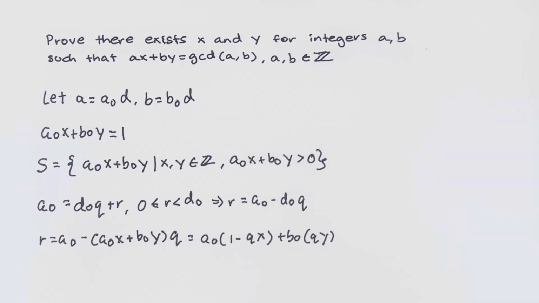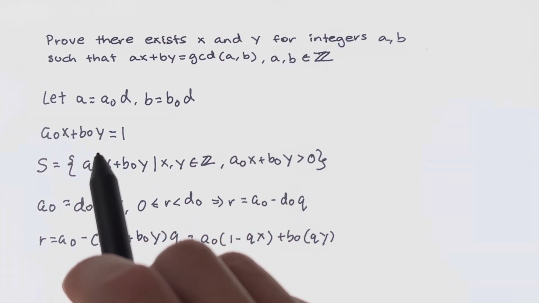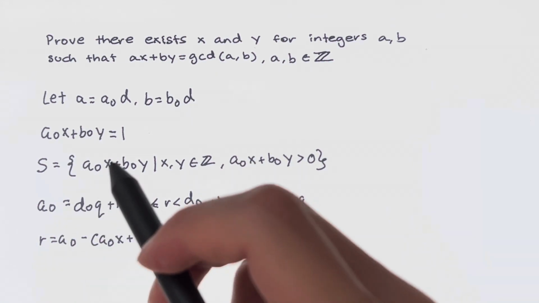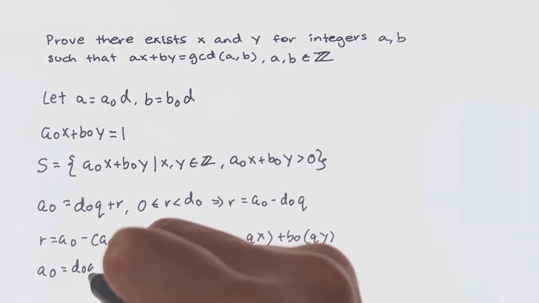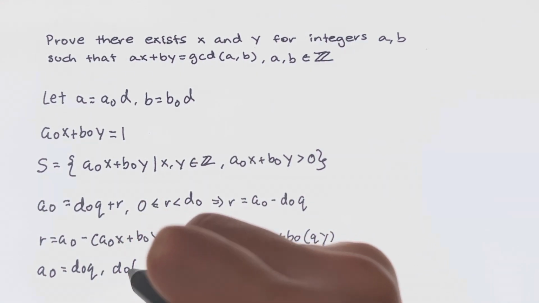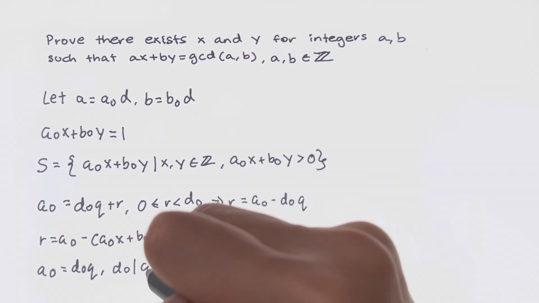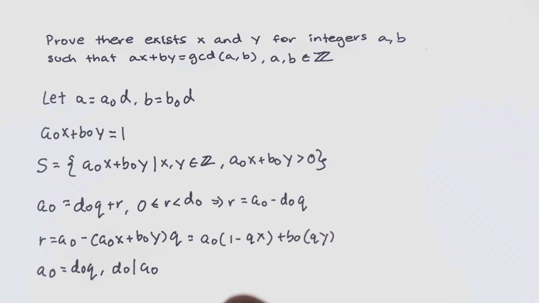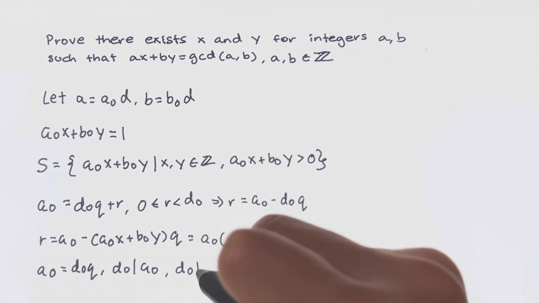And note that we defined r to be less than d0, then because d0 is the smallest positive integer of the form a0x plus b0y, r must be 0. Hence, we have a0 equals d0 times q. And then we will have d0 divides a0 because q is an integer. And then with similar logic, we may deduce that d0 will also divide b0.